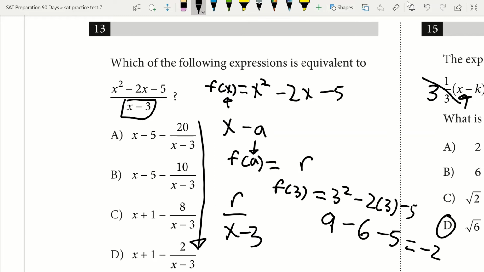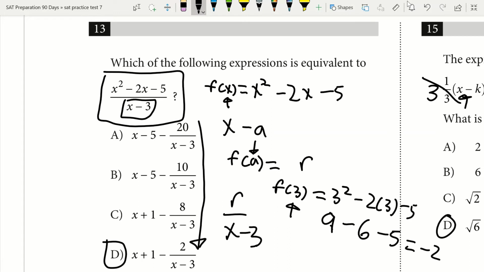3 minus 5 leaves me with negative 2. My only answer with this negative 2 here is going to be answer choice D, so D will be my answer. So notice how much quicker that was than actually writing out this full division problem right here. If I was to take the time and do that full division problem, that's going to take me a lot longer than the 30 seconds or less that it took me to solve for what f of 3 was. So that's a little SAT math trick you can use to save time.